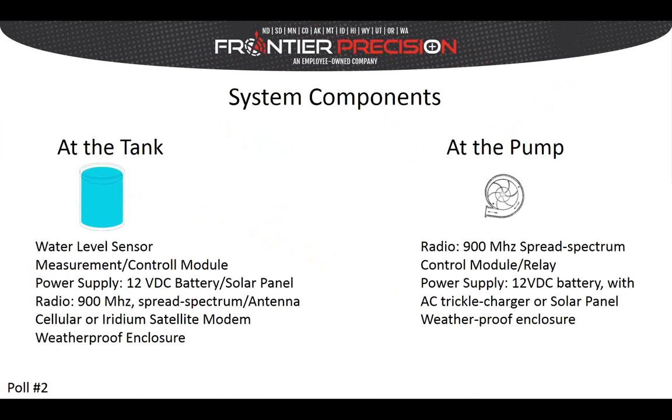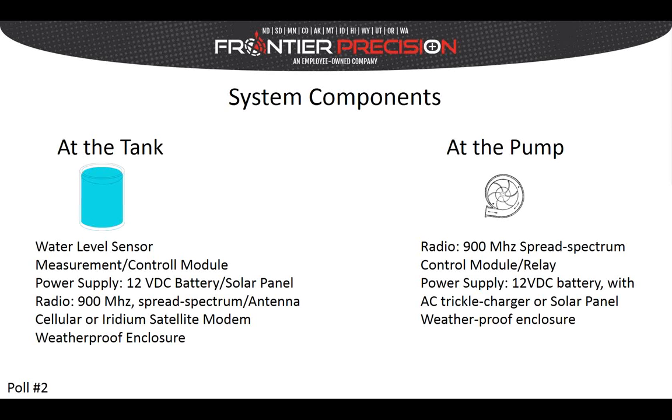So if we look at our equipment list of system components at the tank, you would have your water level sensor, a measurement and control module, a rechargeable battery with a solar panel, a radio, and we use 900 megahertz spread spectrum radios. We can also use narrowband, but we typically use the spread spectrum just to avoid having to get a license. And then you also have either a cellular or Iridium satellite modem and a weatherproof enclosure.